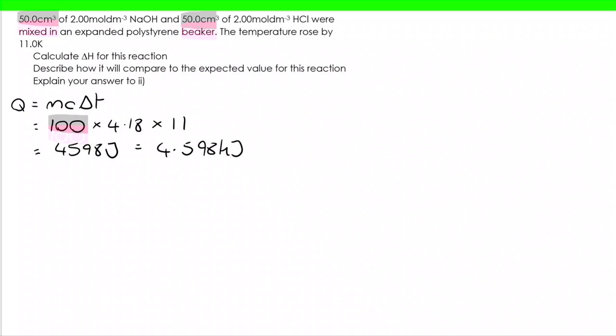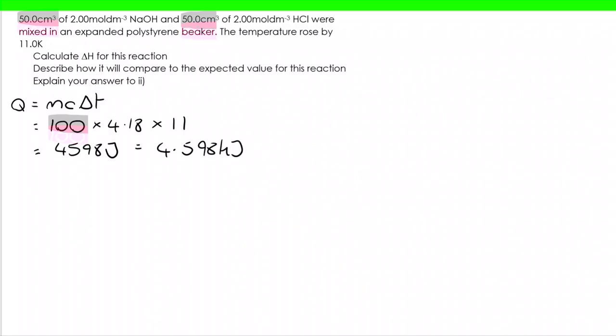From there, I am going to find my delta H. Now, for this one, we have to think very carefully about the number of moles. You'll notice that neither of these is in excess, so we can pick one of them. So I've got a concentration of 2 moles per decimeter cubed, and I've got 50 centimeter cubed of either the NaOH or the HCl. So what I've got here is 0.1 moles. That allows me to work out that it's 45.98 kilojoules per mole.